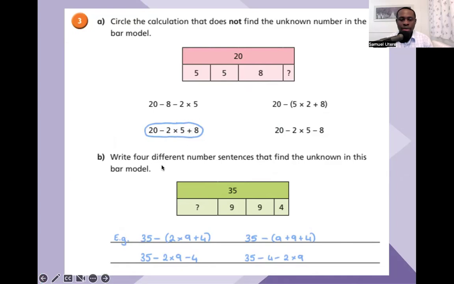Next, you were asked, write 4 different number sentences that find the unknown in this bar model. All right, so there are different number sentences. We can do 35, subtract 2 times 9, and then add 4. We can also do it this way. So these are different calculations that you could use to find the unknown number in the bar model.